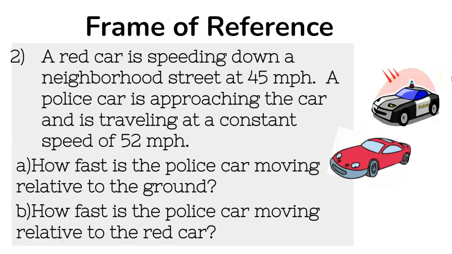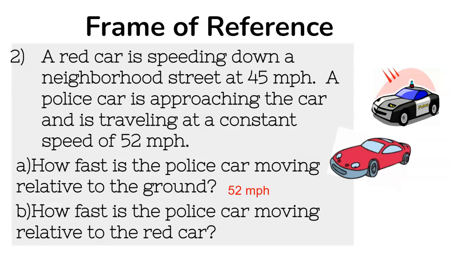So then let's take another example. A red car is speeding down a neighborhood street at 45 miles per hour. A police car is approaching the car and is traveling at a constant speed of 52 miles per hour. A says, how fast is the police car moving relative to the ground? Well, relative to the ground is stationary, right? So the ground's not going anywhere. It doesn't have a velocity. So the ground itself versus the police car is going to be 52 miles an hour, because in relation to the stationary ground, the police car is moving in total at 52 miles per hour.